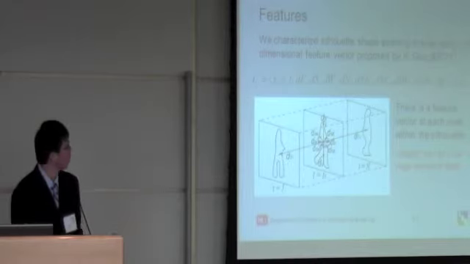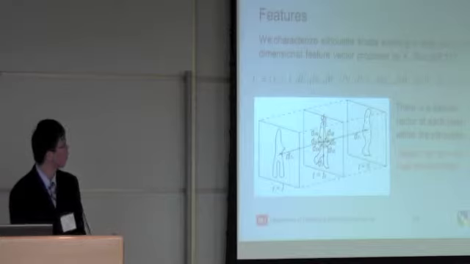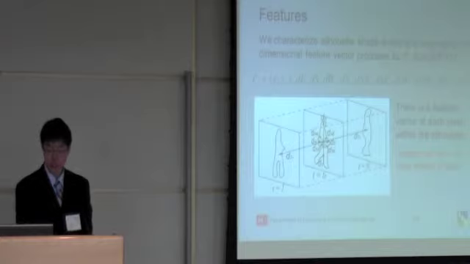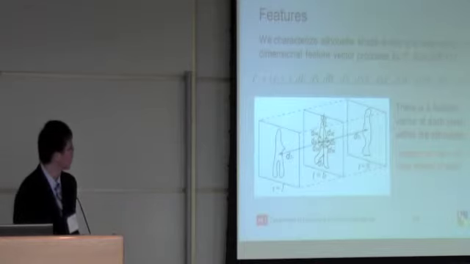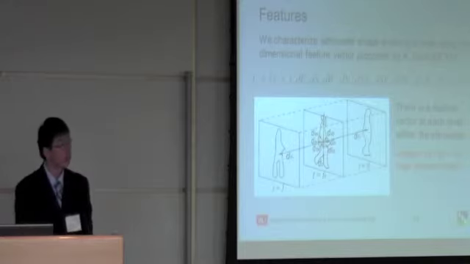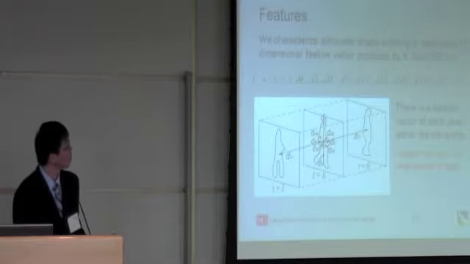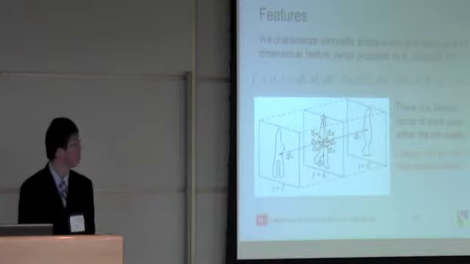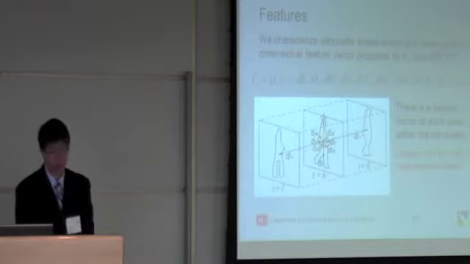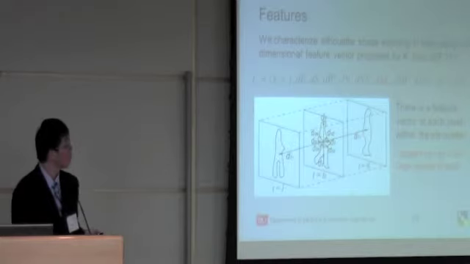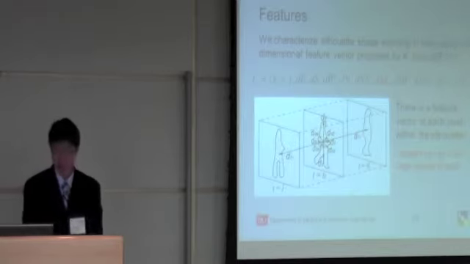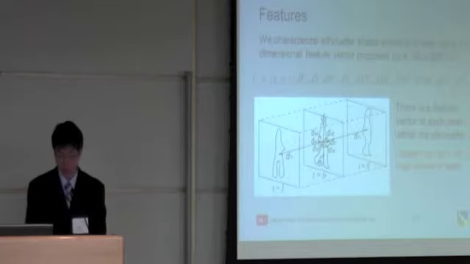Now, we have the features. We characterize the silhouette shape evolving in time using a 13-dimensional feature vector. At each pixel, there are 13 different elements. We have H, Y, T, which is the location in space and time. We have D East, South, West, North, Northeast, Southeast, Southwest, Northwest, which are the spatial displacements to the boundary of the silhouette, and D T plus and D T minus as the temporal displacements.